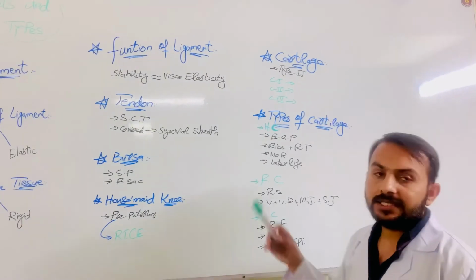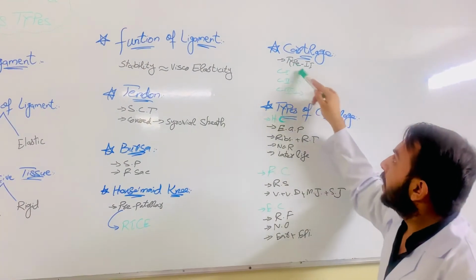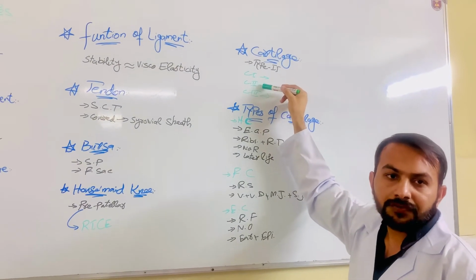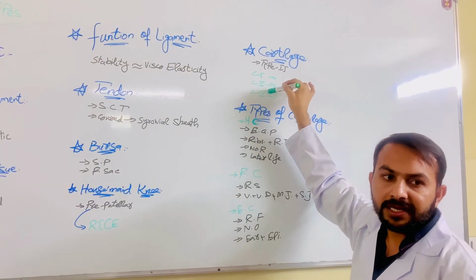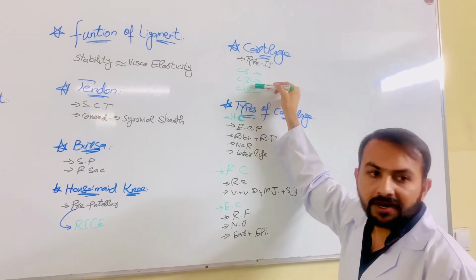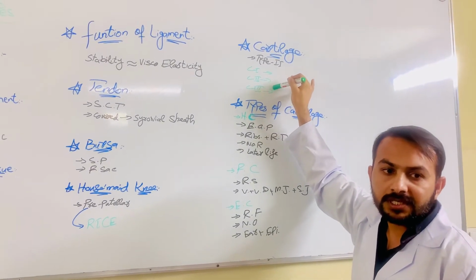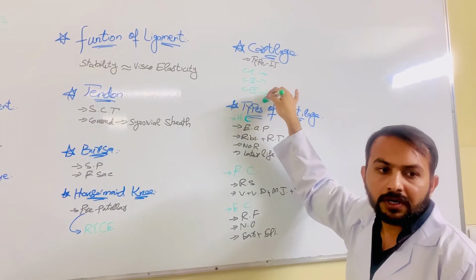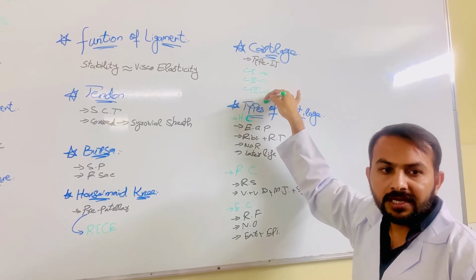Now, the next one is cartilage. What is cartilage? It contains type 2 collagen, and the collagen types are divided into type 1, type 2 and type 3. Type 1 is found in bones, ligaments, skin, hair and nails. Type 2 is found in cartilage, nucleus pulposus, vitreous humor and retina, and type 3 is present in hollow organs like blood vessels and uterus and so on.